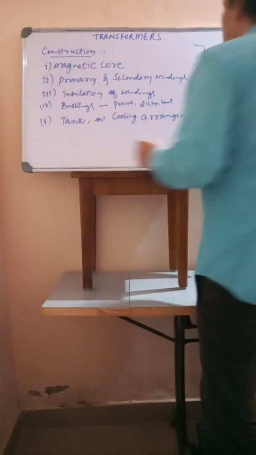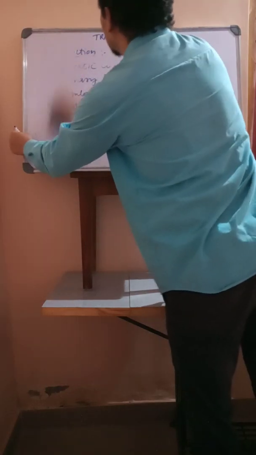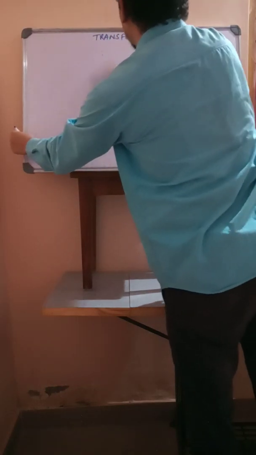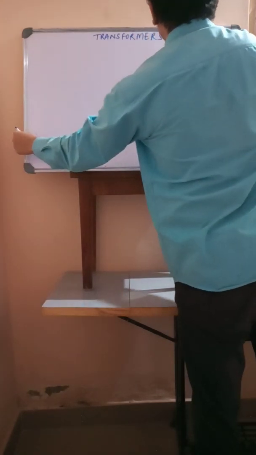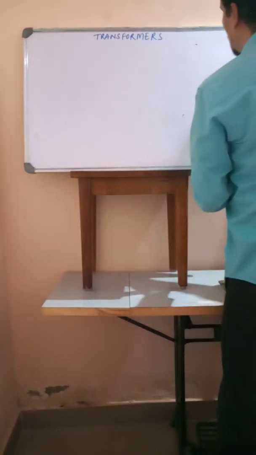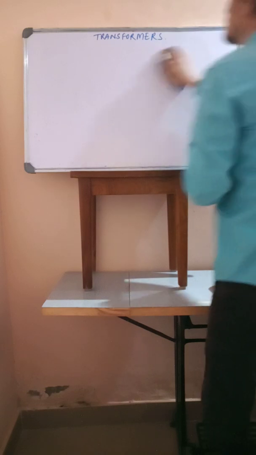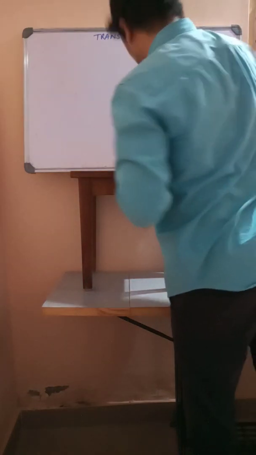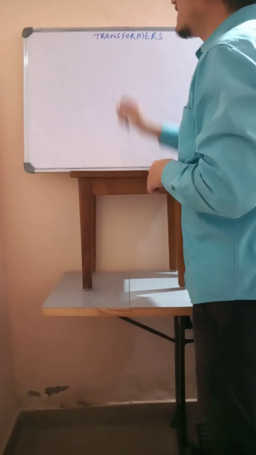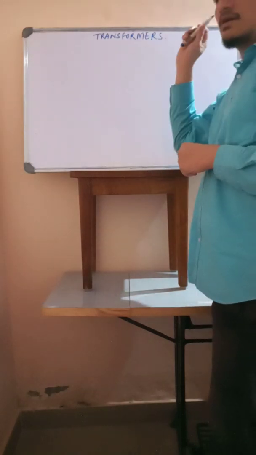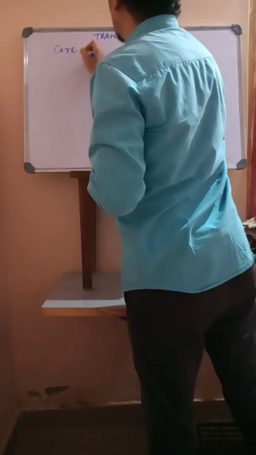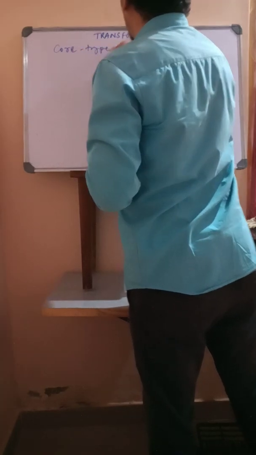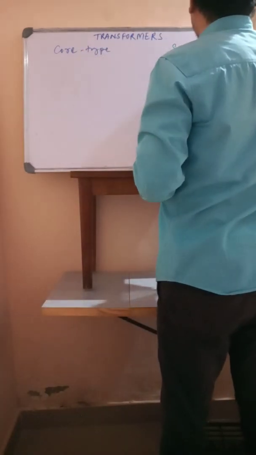Now, how will it look constructionally? The transformers are classified into two types based on the construction. That is the core type transformer and the shell type transformer.